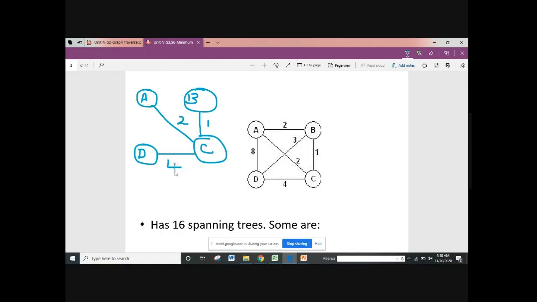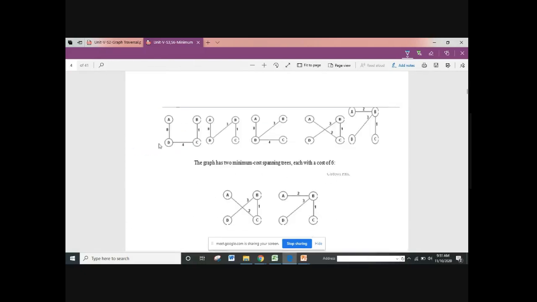How much is the cost now? All the vertices are connected now. But how much is the cost? 7. Do you find any other cost like this? There are so many values, right? You can do. Now see here. The graph has 2 minimum cost spanning trees, each with the cost of 6.